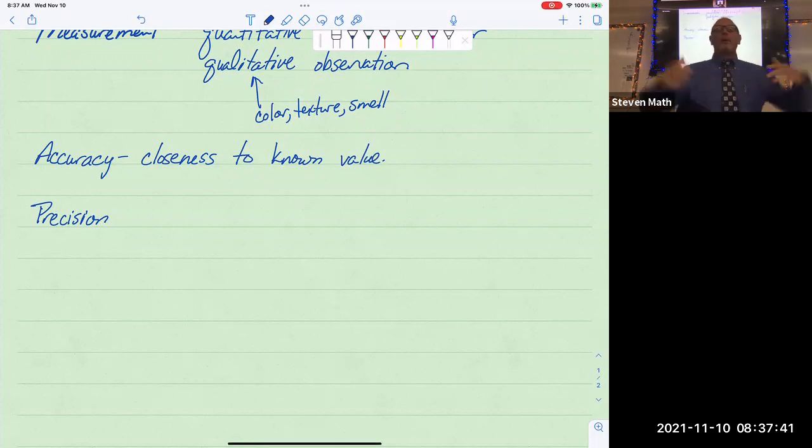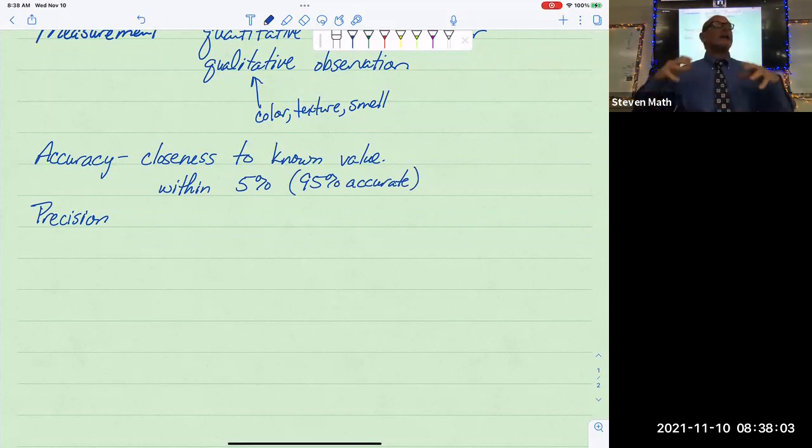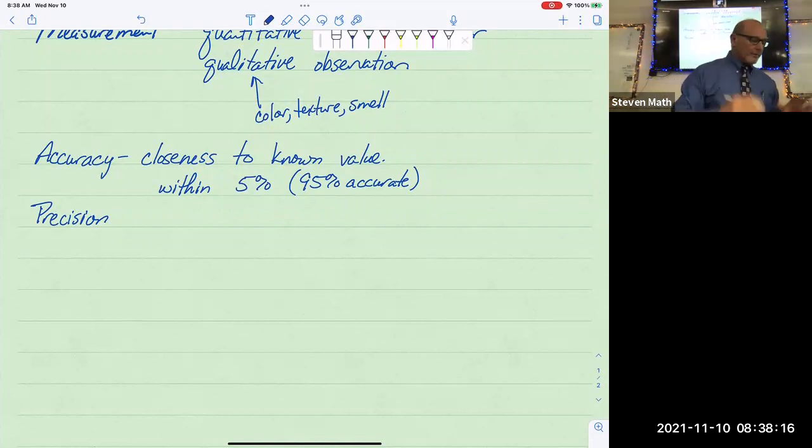For our purposes, I know we all want to be perfect. We want to have 100%. We're going to accept closeness to being within 5%. So 95% accurate is going to be good enough for our purposes. You go into the laboratory situation, those tolerances go up. Start becoming an engineer, your accuracy is going to go to probably 99.9999% accurate. But for us, 5% accuracy is going to be just fine.